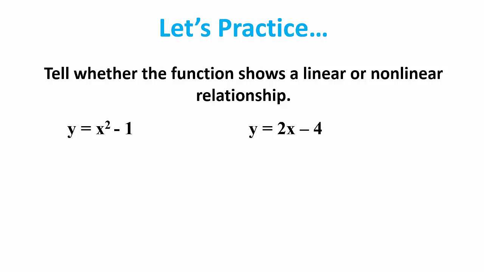Tell whether the function shows a linear or nonlinear relationship. Y equals x squared minus 1. Obviously, the x squared is going to create a nonlinear equation, as we discussed earlier. Y equals 2x minus 4 follows our y equals mx plus b form. X is raised to the first power, and so it will create the equation of a line, which is linear.